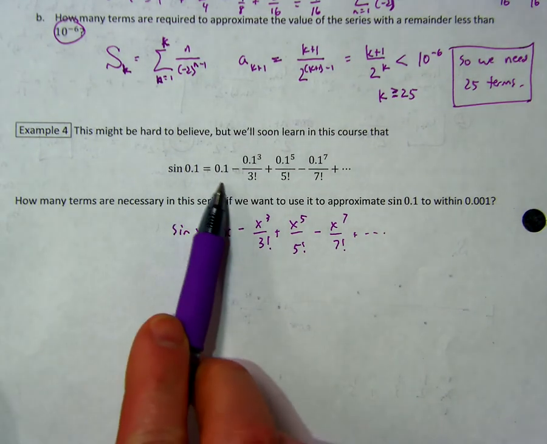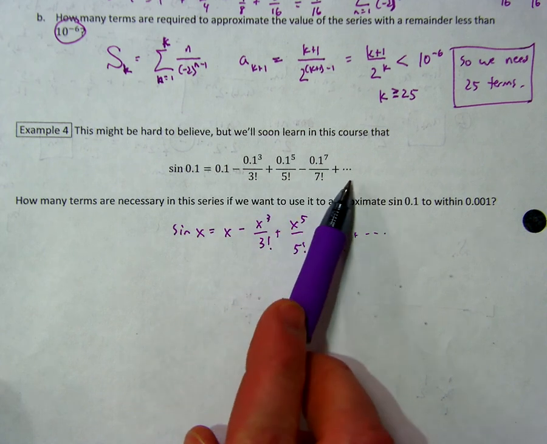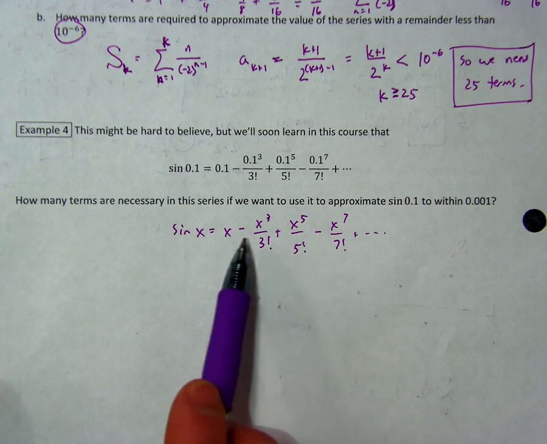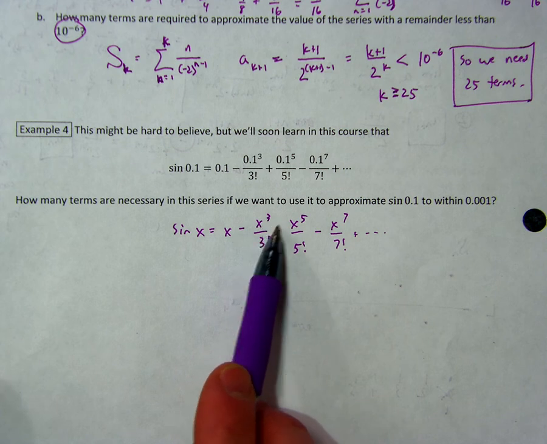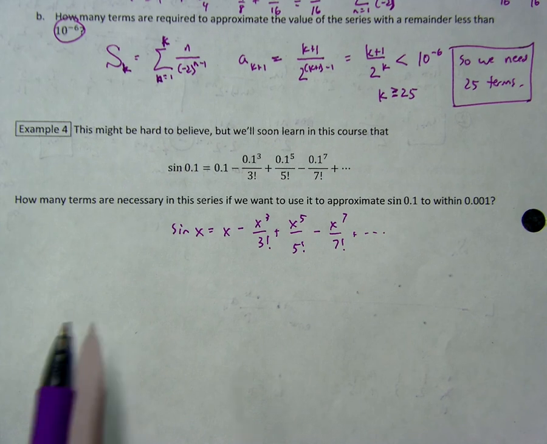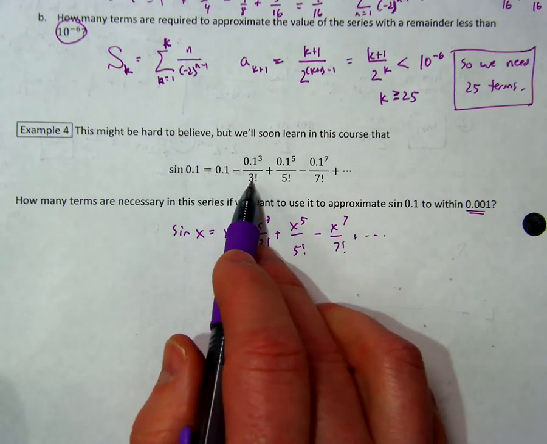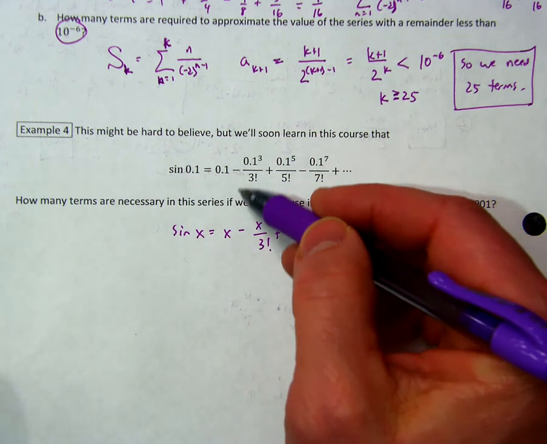But here we have an alternating series, right? Plus, minus, etc. The formula is a little funky. You can see the factorial. It's kind of weird because it's skipping, right? It goes from 1 to 3, no 4, 5. We'll learn how to do that right now. It's not really important. We want to know how many terms are necessary if we want to approximate this within 1,000th. So the key here is that the error is always less than or equal to the next term.